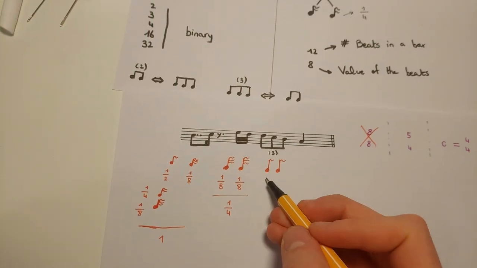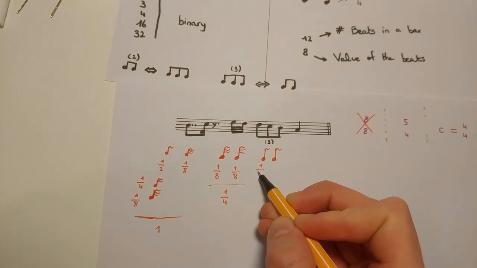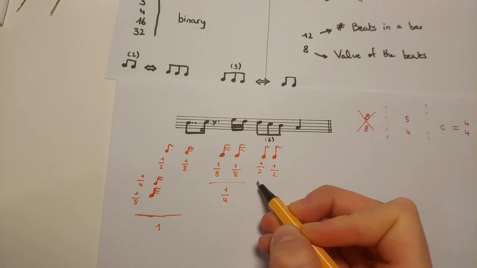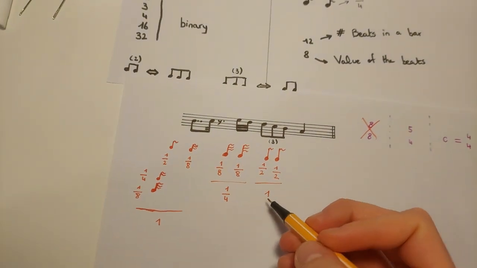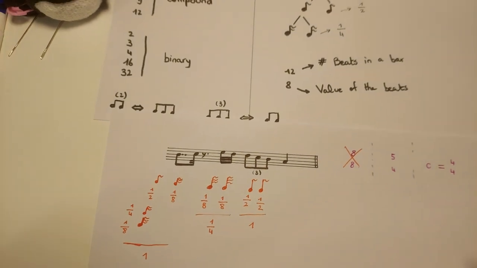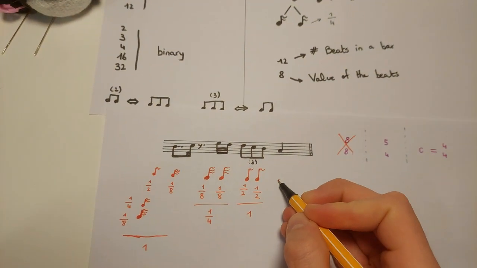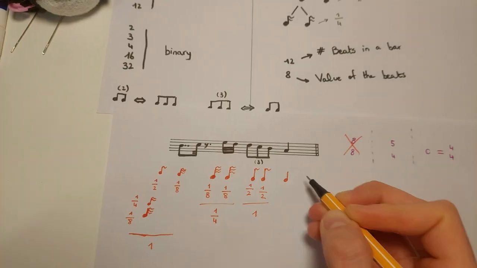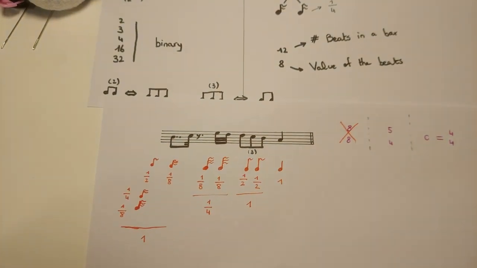So this one is 1/2. This one is 1/2. We add them up and it's 1. And here we have a crotchet. So crotchet is already 1. So we have 1.